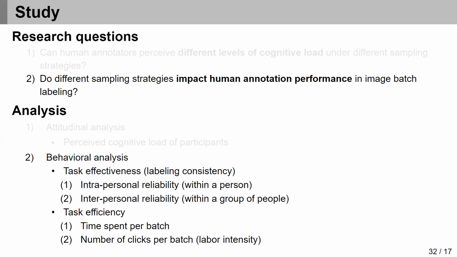First, for the task effectiveness, we measure the intrapersonal reliability, which measures the labeling consistency within a person, and interpersonal reliability, which measures the labeling consistency within a group of people. For the task efficiency, we measure time spent per batch and the number of clicks per batch, which indicates the labor intensity.